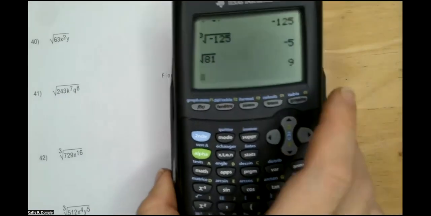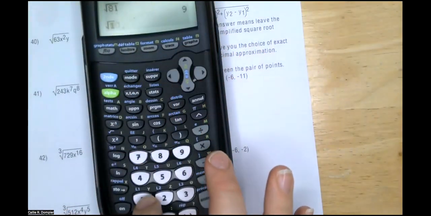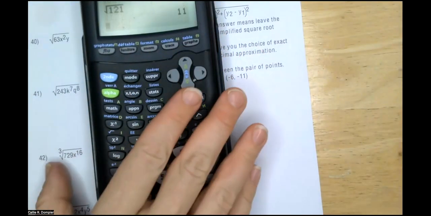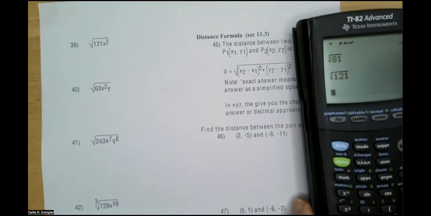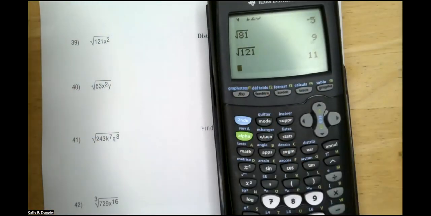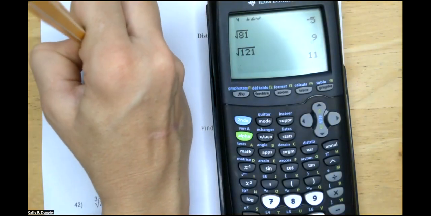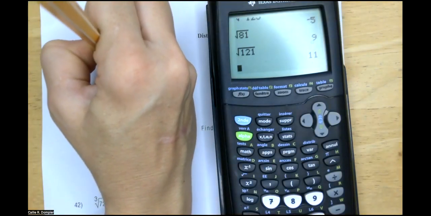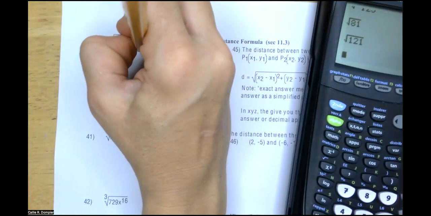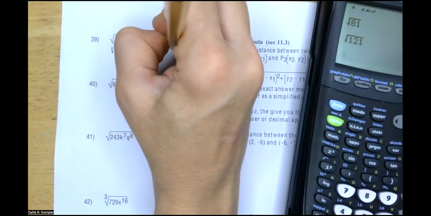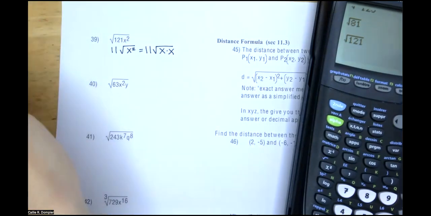All right, guys. The square root of 121x squared. The square root of 121. So they're totally separate parts. 121 is 11. 121 becomes 11, and then x squared. The square root of x squared. X times x, and then we're grouping them.